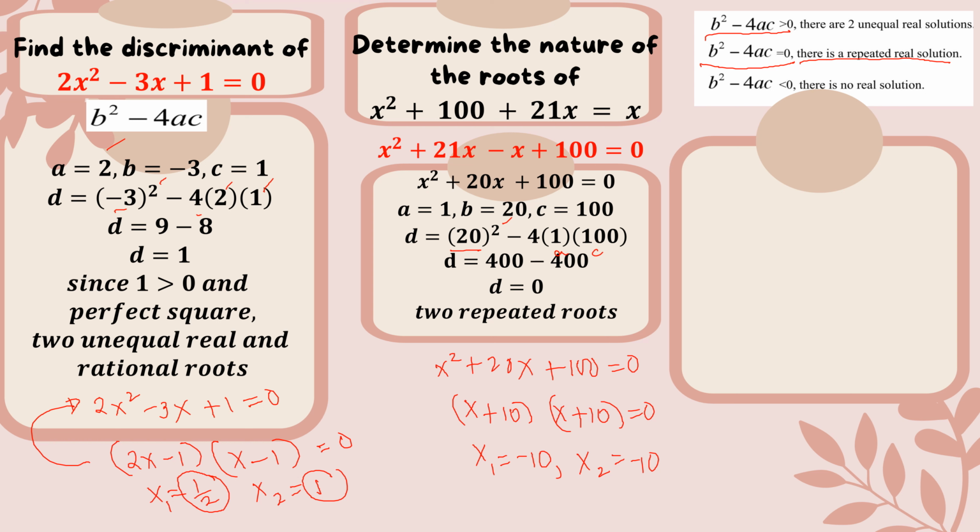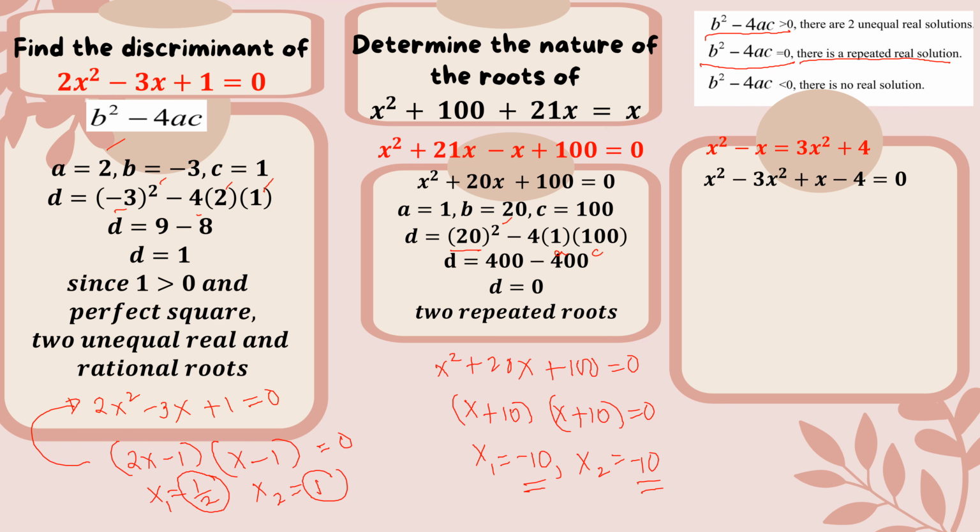So is it really true that if our discriminant is equal to 0, there is a repeated real solution? There are still two roots, but they are exactly the same. So I hope the second description is true to this example number 2. Let's proceed to example number 3.